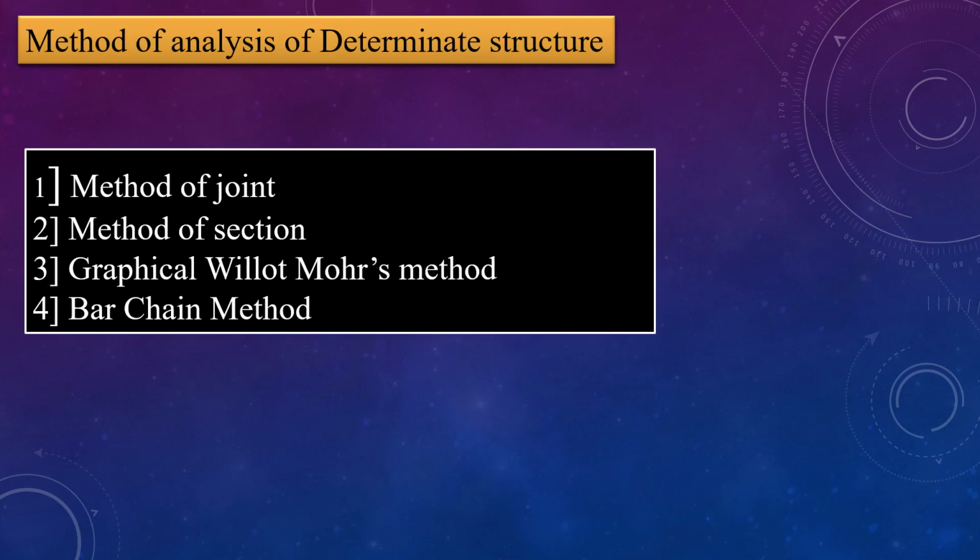The next topic is methods of analysis of determinate structure. There are four methods to analyze the determinate structure. First method is method of joint. Next is method of section. Third is graphical Williot-Mohr method, and last one is bar chain method. Here two methods are majorly used: first is method of joint and next is method of section. We'll see the two methods one by one.